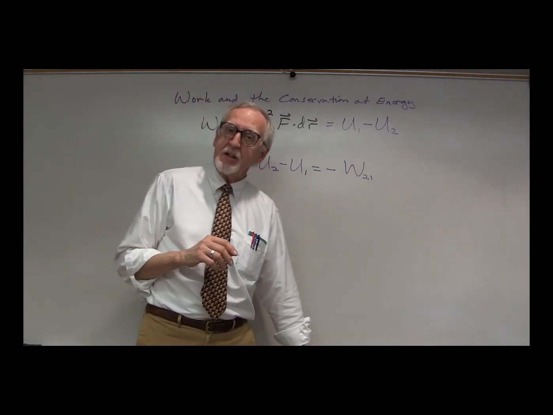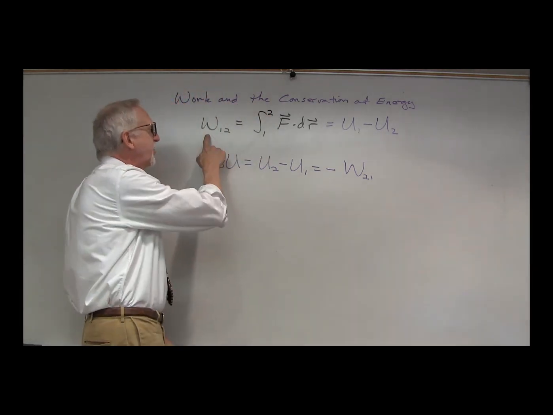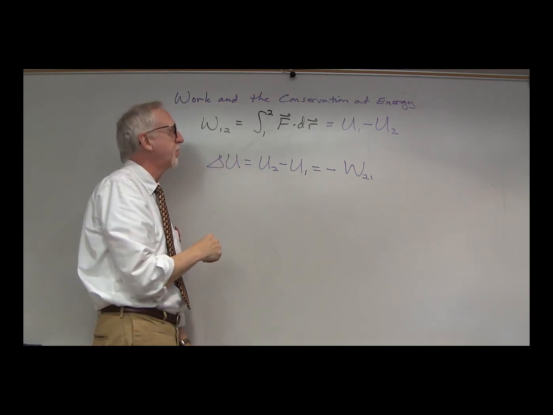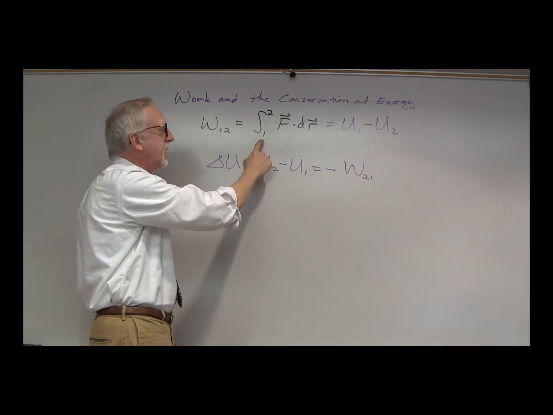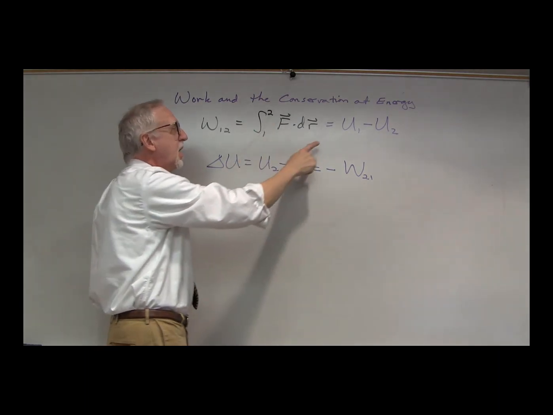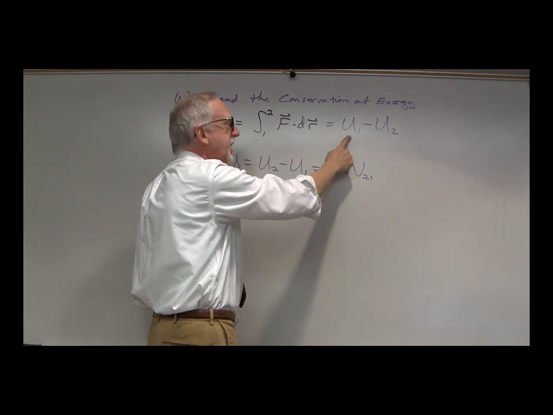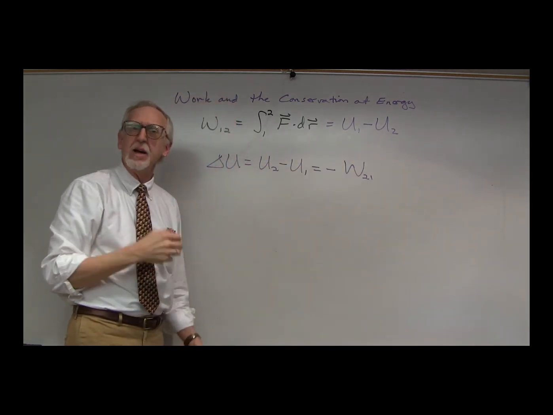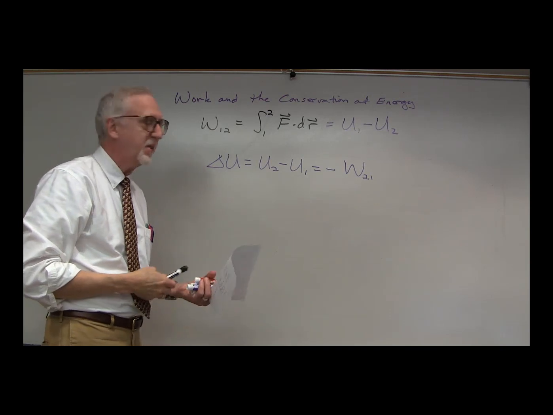To define our potential energy, we will say that the work done by our external force in going from point 1 to point 2, which we've already seen is the integral from 1 to 2 of F dot dr, will be equal to the potential energy at point 1 minus the potential energy at point 2. Now, does this make sense with gravity, say?